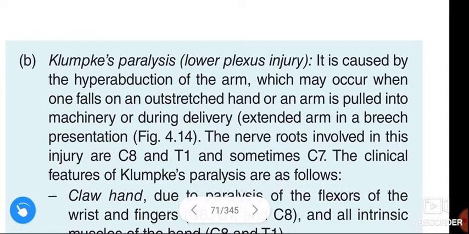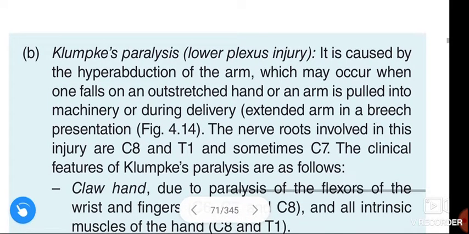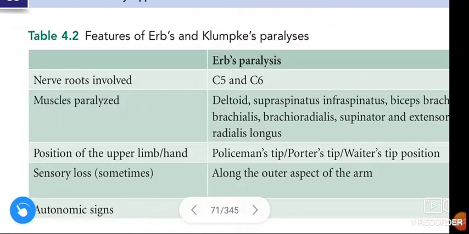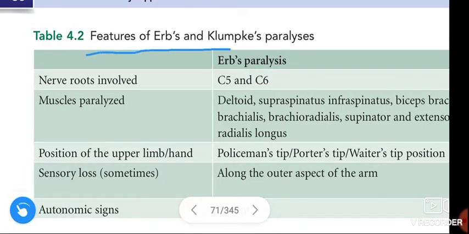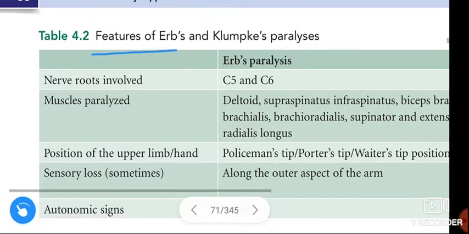I also uploaded the video on Erb's paralysis. Watch that video. It is a very important question, guys, and may come in the exam. In the next video we are going to learn about the features of Erb's and Klumpke's paralysis, a comparison, guys.